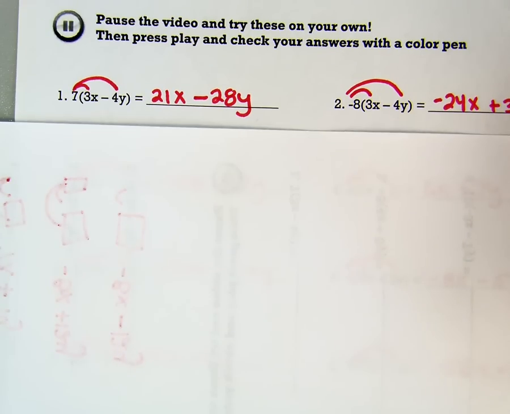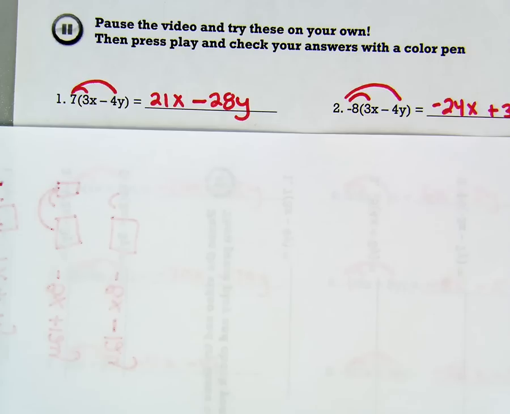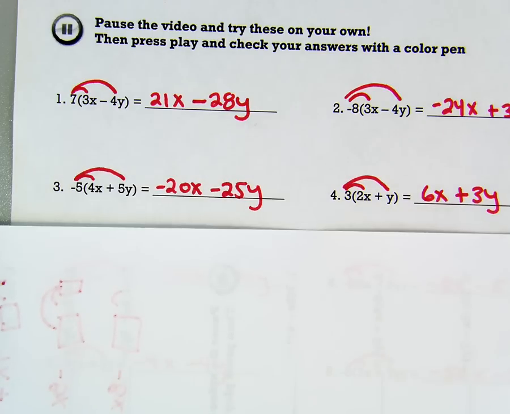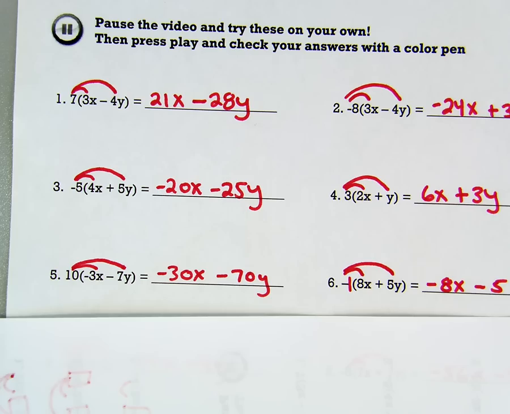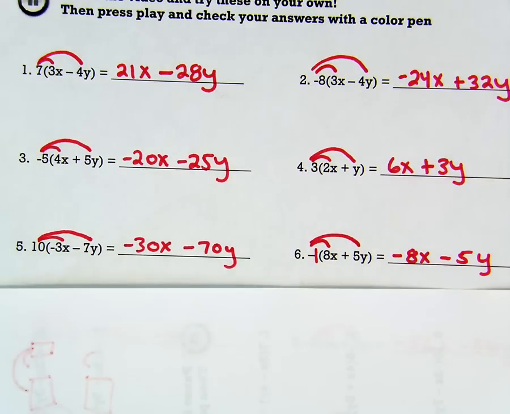So number 1, you should have gotten 21x minus 28y. Number 2, negative 24x plus 32y. Number 3, negative 20x minus 25y. Number 4, 6x plus 3y. Number 5, we have negative 30x minus 70y. And number 6, here's that negative symbol. You need to make sure you put a 1 in front of it. It will be negative 8x minus 5y.